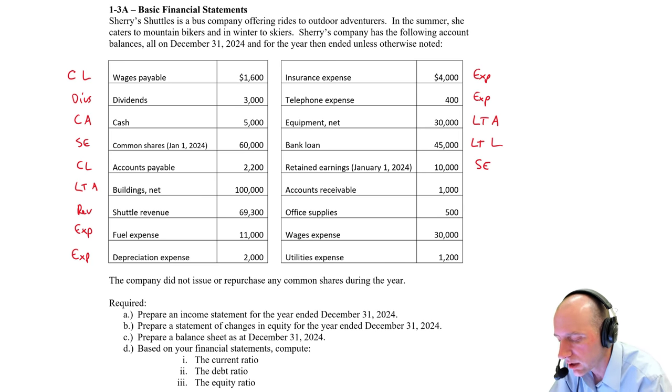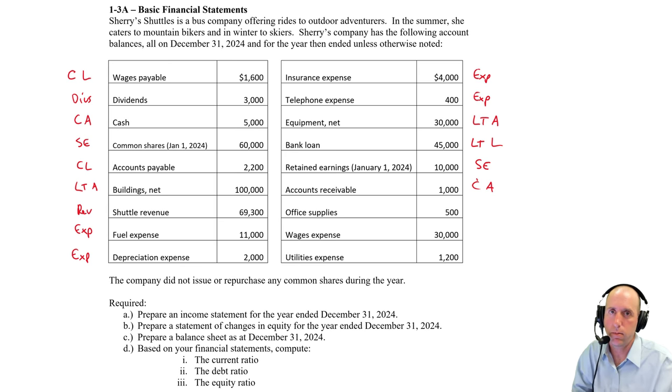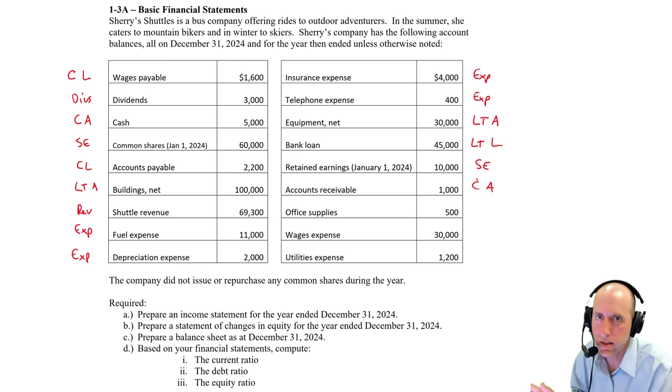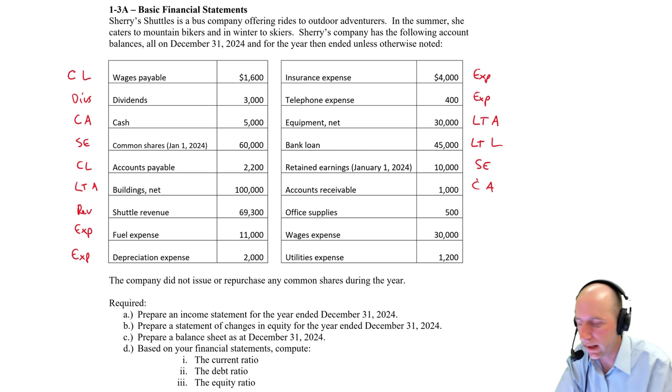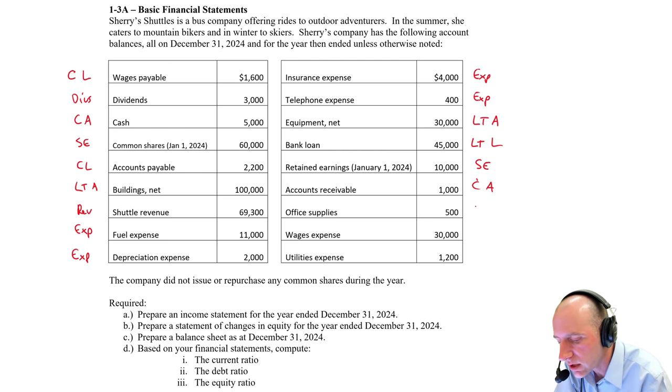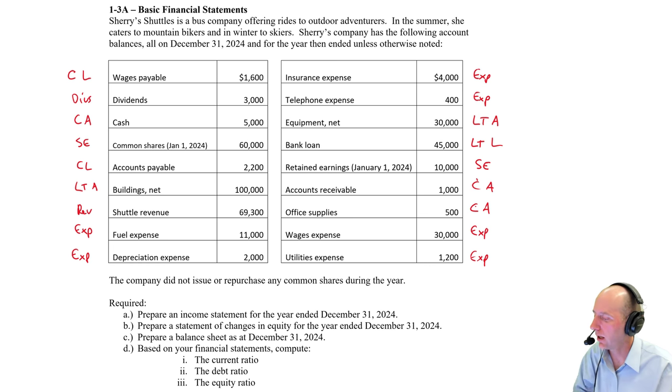Retained earnings, shareholders' equity. Accounts receivable, that's an asset, and it's current. This is our customer hasn't paid the bill, right? We did some work for the customer. They haven't paid us yet. We would expect to collect in less than a year. Office supplies, another current asset. Wages expense is an expense. Utilities expense, also an expense. So we've identified our accounts.